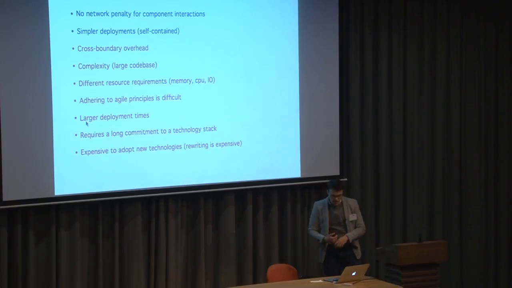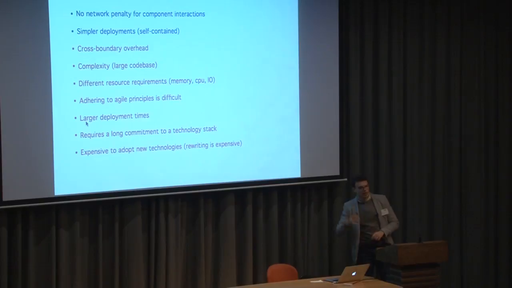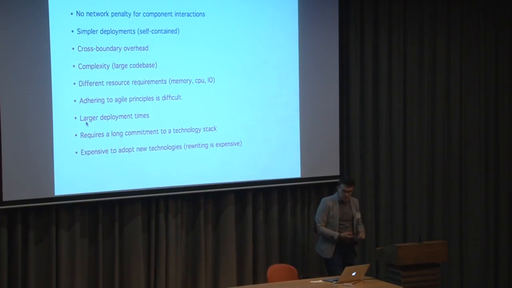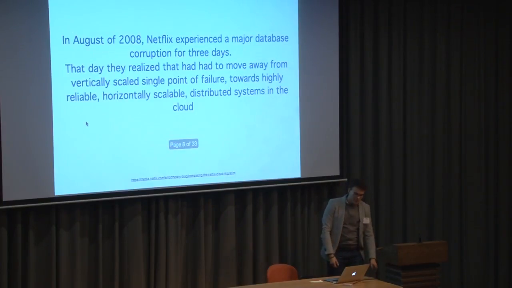You have also different logical applications in the monolith, so you have different resource requirements. One part of your application can need a lot of memory, and another maybe need a lot of I/O or a number of CPUs. And at the end, you end up buying the expensive machine that has everything. Also, adhering to agile principles is difficult. You have a large code base, so the time from when I commit something to the time I get the feedback that it has passed all the integration tests and is deployed in a testing environment can really last some hours.